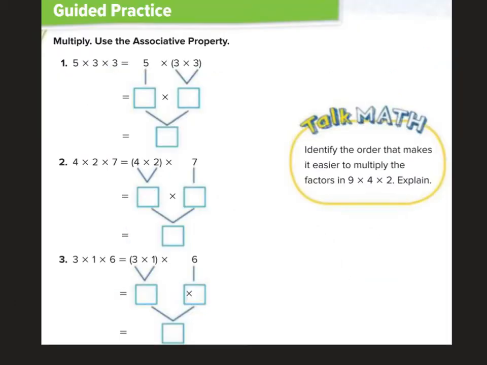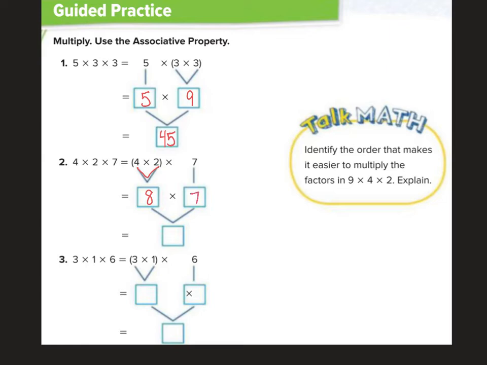Multiply, use the associative property. So if I do 3 times 3, I'd get 9. Bring down my 5. 5 times 9 is 45. Right? If I go 5, 10, 15, 20, 25, 30, 35, 40, 45. That was 9 5s. Okay, here I'm going to do 4 times 2 to get 8 times 7.